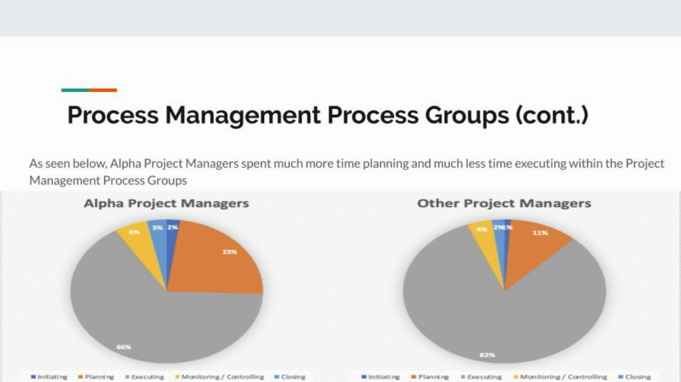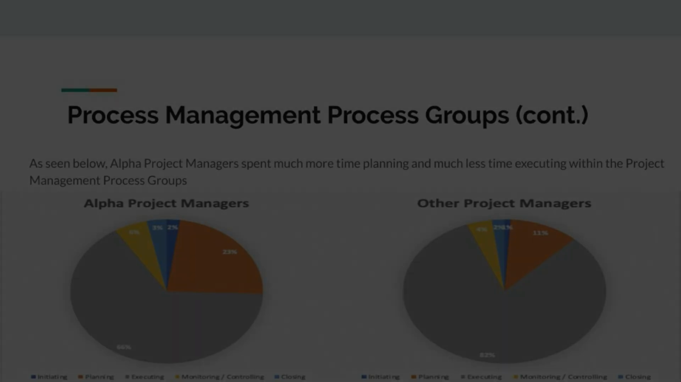So here's the graph below. These 2 graphs show the differences between the time usage of Alpha project managers and other project managers. So Alpha project managers spend much more time planning and much less time executing within the project management process groups.